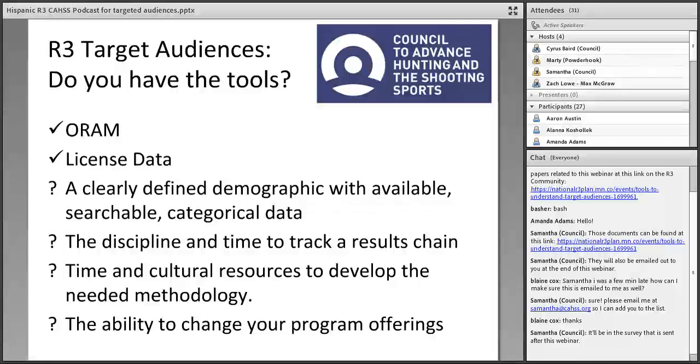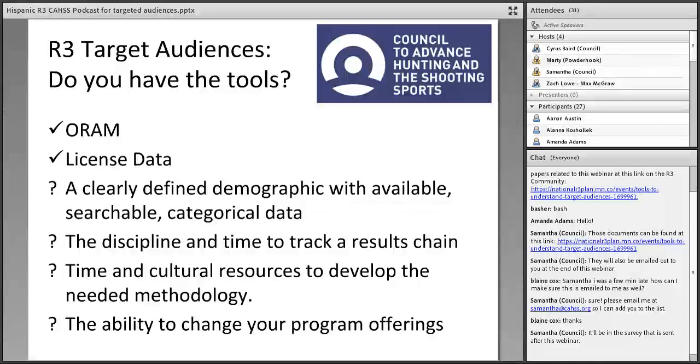The questions, I think, for each of your individual projects, if a case study approach is of interest to you: can you clearly define the demographic? And does that come with available, searchable, and categorical data? I would encourage you to think about that first and foremost. So what's the target audience you're after, and can that audience be defined through these demographic data, right?